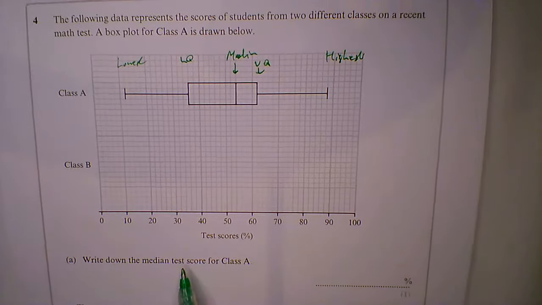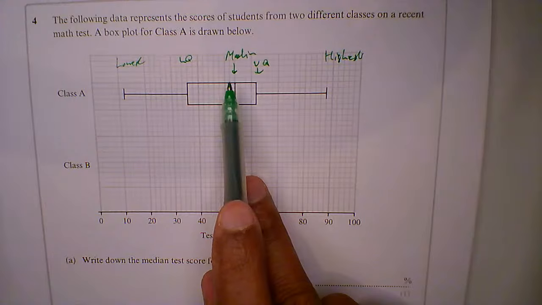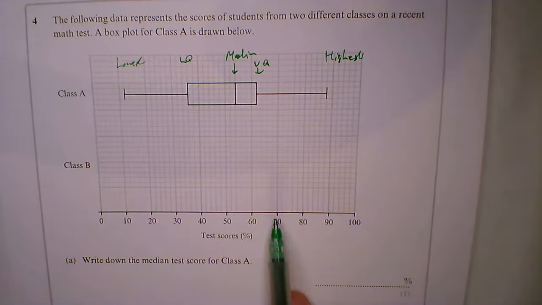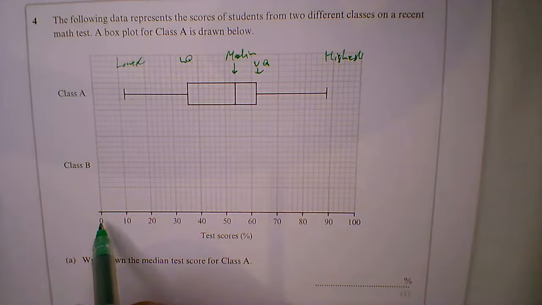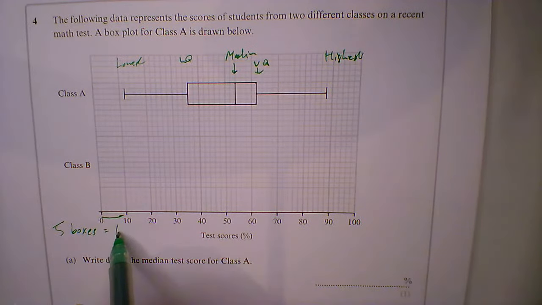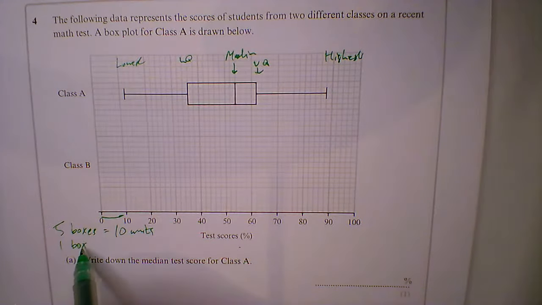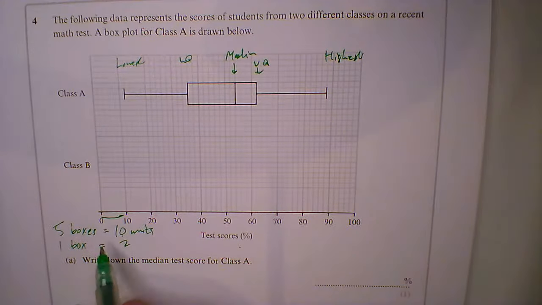A, write down the median test score for class A. So we can see here the median is here, but before I do that, I need to look at my scale. I can see here there are 5 boxes. 5 boxes equals 10 units, or 10%. So what does 1 box represent? 1 box equals 2. 10 divided by 5 gives me 2.